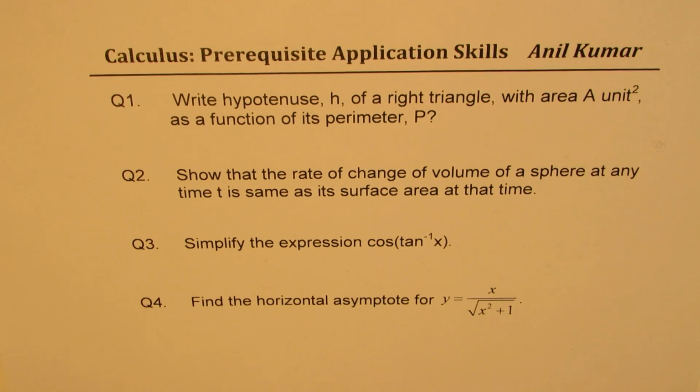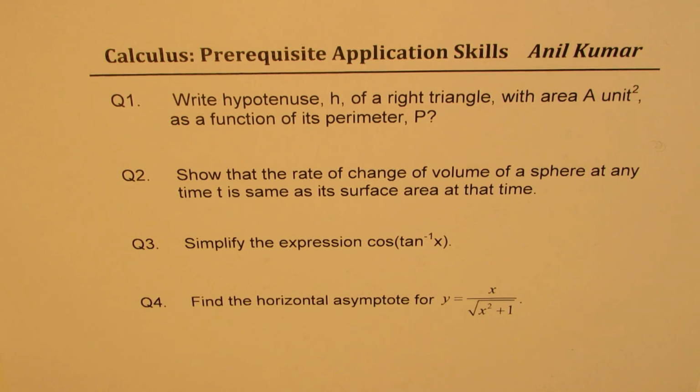Here is the one where I've taken 4 very important application questions. Question number 1. Write hypotenuse h of a right triangle with area a unit square as a function of its perimeter p. Now in calculus, many times you have to rewrite the functions in different forms and as composition of one another. So this question helps you to understand those techniques.